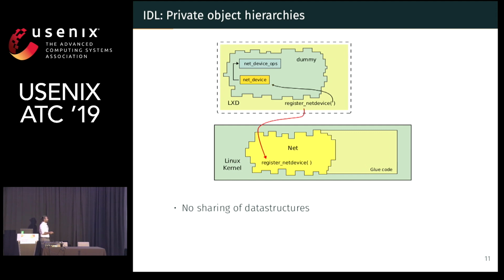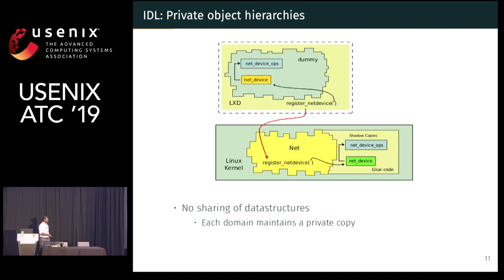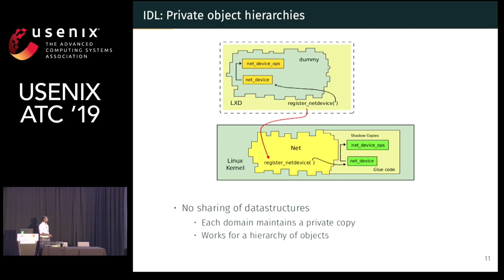We need to somehow let the other domain know about the data structure that we are referring to. One way is to share this data structure between these two domains, but this quickly breaks the isolation guarantees, as a malicious driver running inside an isolated domain can override the pointers. So we need a mechanism to have shadow copies of data structures where each domain has its own private copy. And the IDL seamlessly supports a hierarchy of private objects.